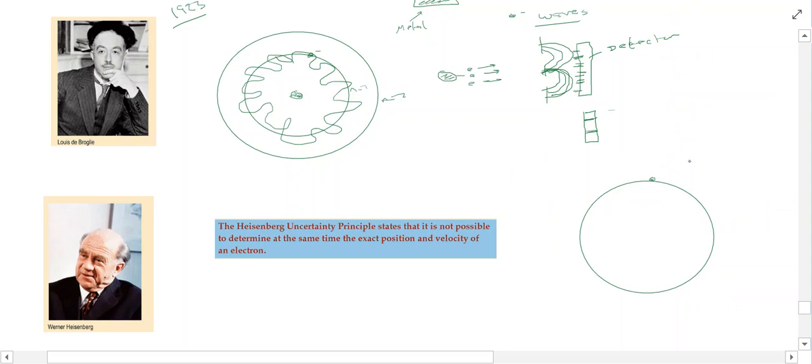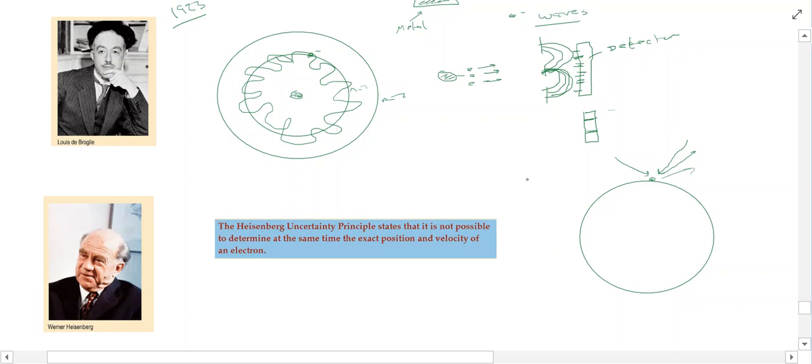Now, in order to figure out the location of this electron, you can shine light at it, and from the way the light is reflected back, you can figure out its position. The problem with that is that because these electrons are so small and have such a small mass, when these photons of light come along and hit the electron, they can actually knock the electron off, like I mentioned in the previous experiment.